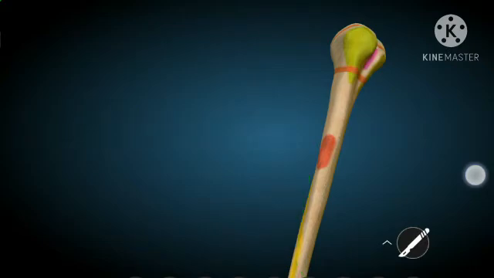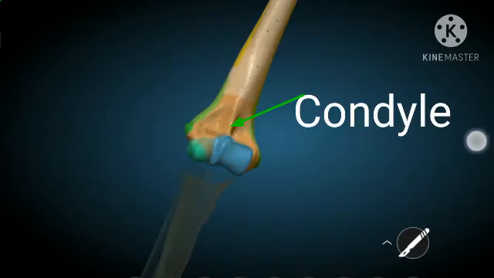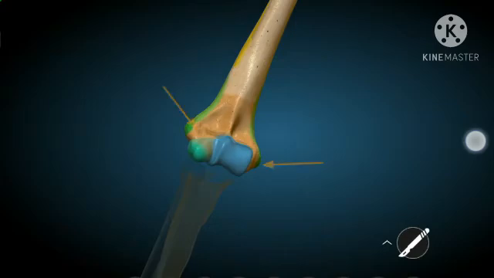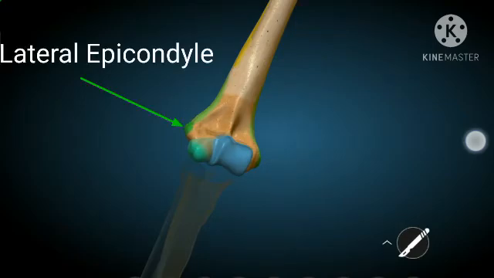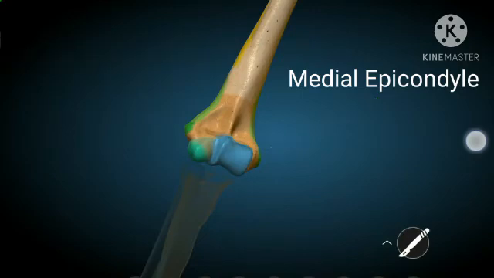Now let's move on to look at the lower end of the humerus. So here we have got a ridge called the condyle, and then some prominences which are on the sides called the epicondyles. So on this part we have got the lateral epicondyle, and on this part we have got the medial epicondyle. The lateral epicondyle serves as the origin for extensor muscles of the elbow joint, and then the medial epicondyle serves as the origin for flexor muscles of the elbow joint.